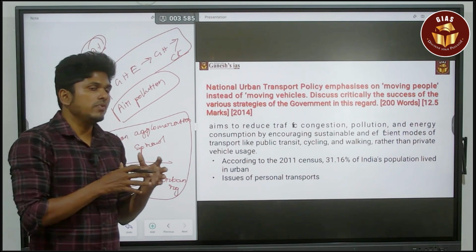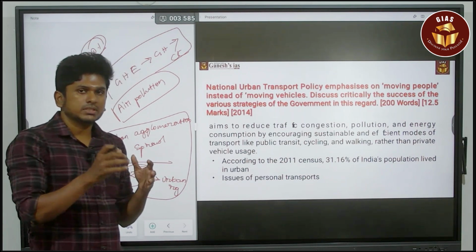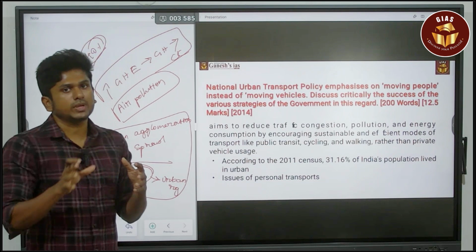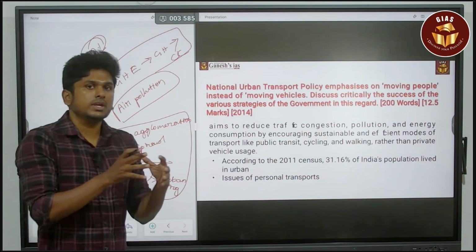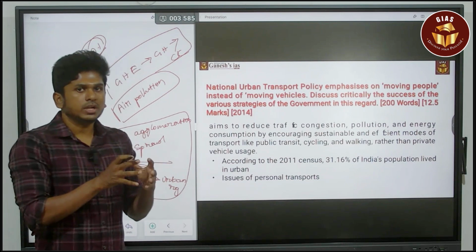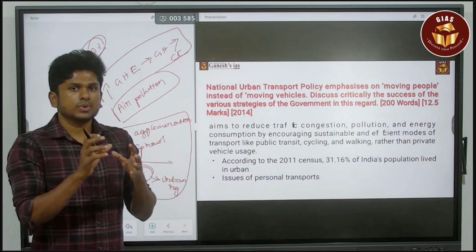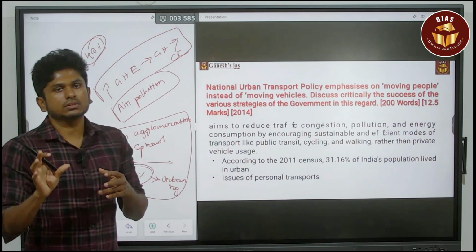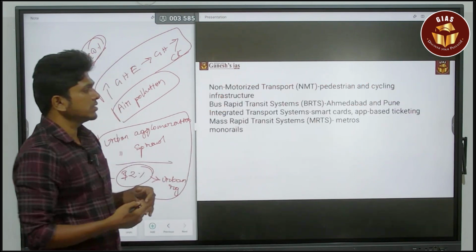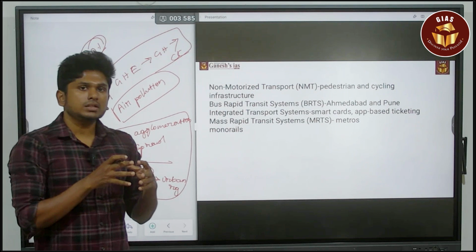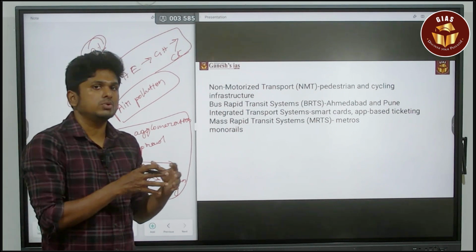It is more of an economic question, so try to present it in words, don't explain it. If you explain these issues, it will look more like a geography answer. So try to avoid that and present it in a crisp manner. That is more than enough. Then you need to focus on the measures the government has taken related to these things.